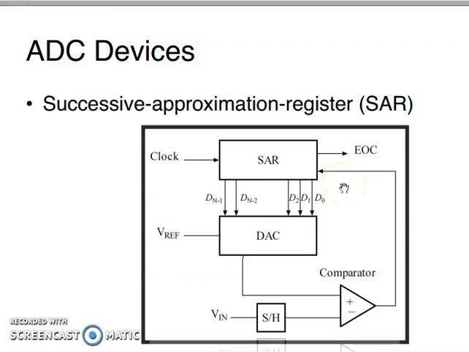If we want to read the digital value after it is converted by this ADC module, we have to read the successive approximation register value inside. We have to read what value is stored inside this register. Then only we can get the converted value.